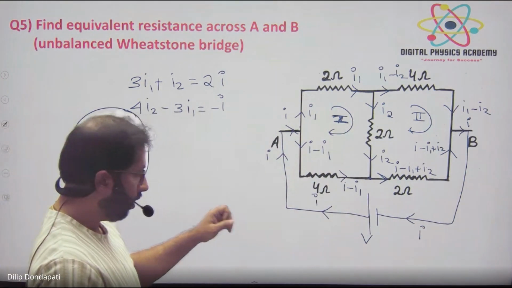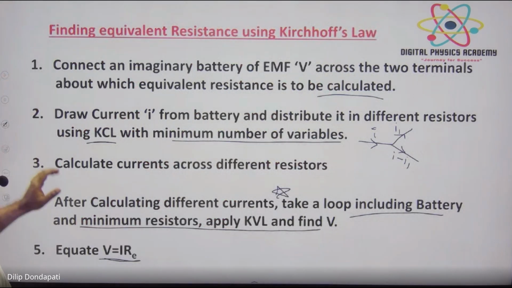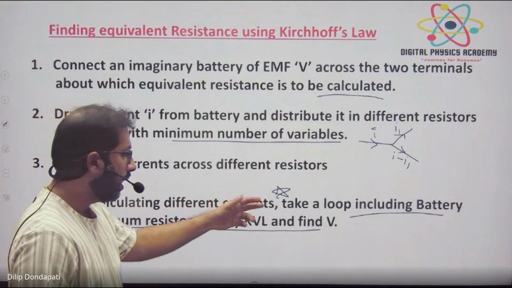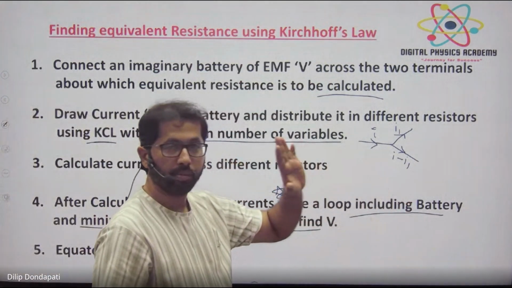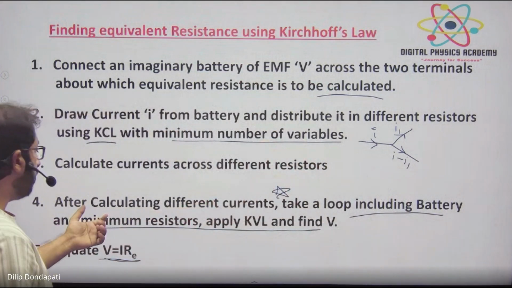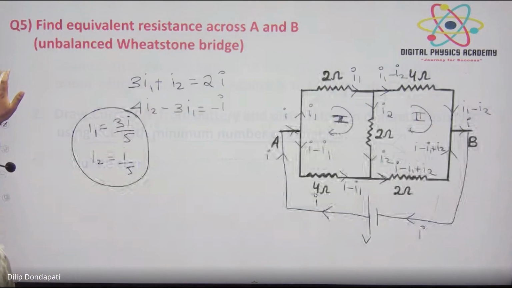What did he tell? Look, after calculating the different currents, take a loop. Take a loop including the battery. The battery is compulsory, and the minimum number of resistors should be there. Apply KVL. Okay, so what will we do?